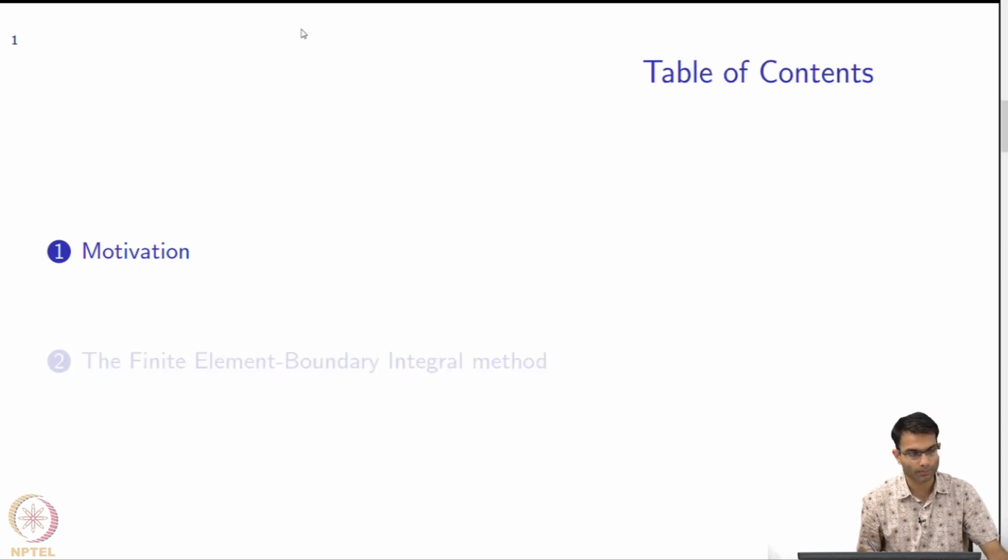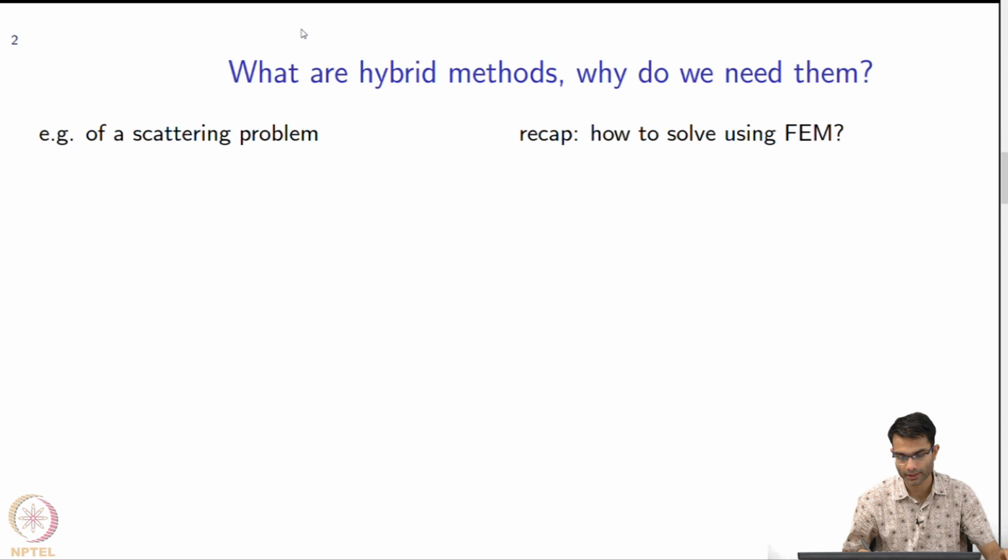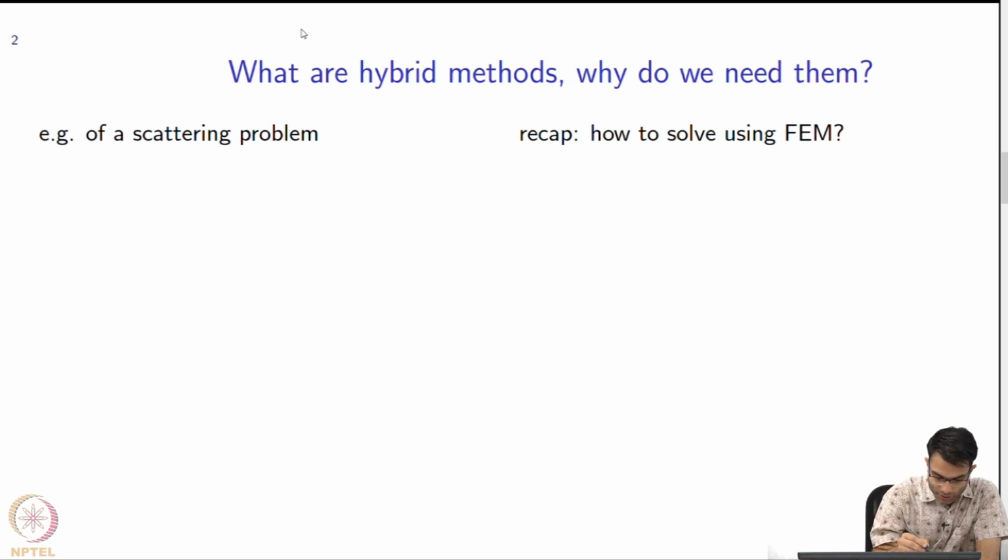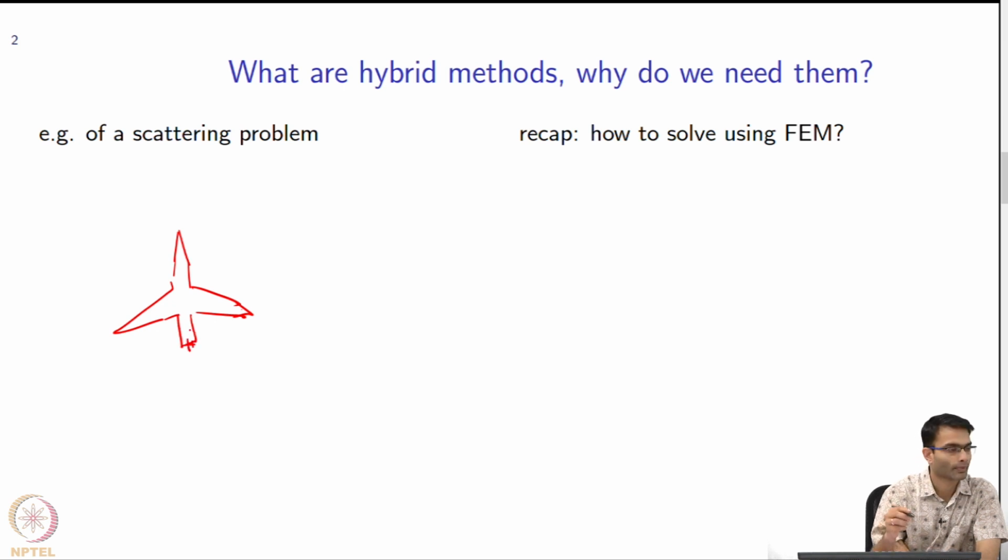So let's try to motivate the more specific reasoning behind this. What are these methods and why do we need them? We can take any example. A particular example that I will take is that of a scattering problem. A typical problem is, for example, there is an aircraft, right? This is supposed to be an aircraft, and it has various components inside it. And what are we trying to do? We are trying to find out the RCS of this object.